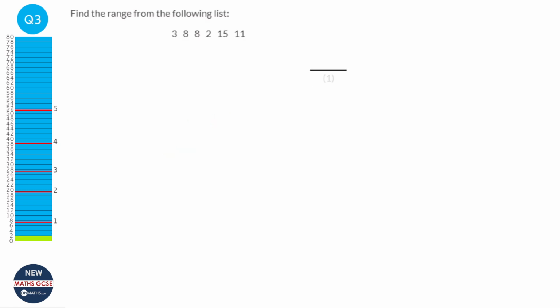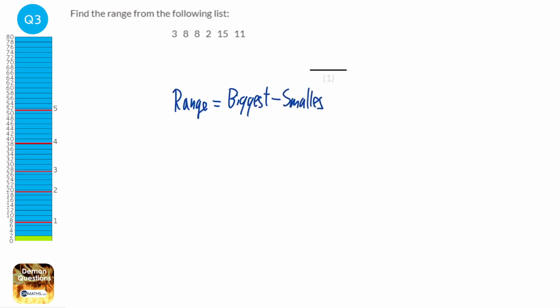The range is just the biggest number, take away the smallest number. Biggest number in this list is 15. The smallest number in this list is 3. So 15 take away 3 is 13. So the range is 13.